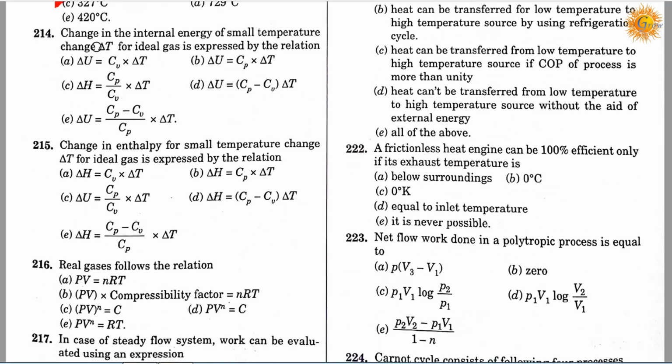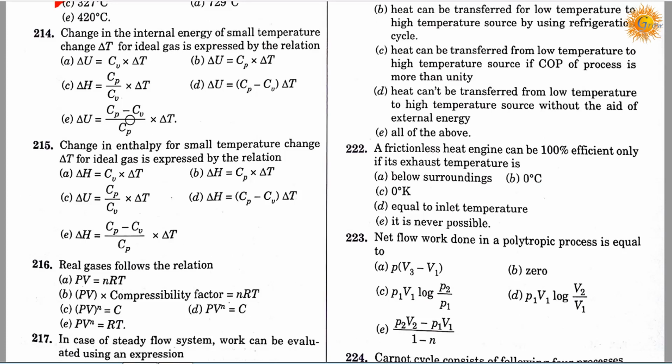Question number 214. Change in the internal energy of a small temperature change delta T for ideal gas is expressed by the relation option A, delta U is equal to Cv into delta T, option B, delta U is equal to Cp into delta T, option C, delta H is equal to Cp upon Cv into delta T, and option D, delta U is equal to Cp minus Cv into delta T, option E, delta U is equal to Cp minus Cv upon Cp.